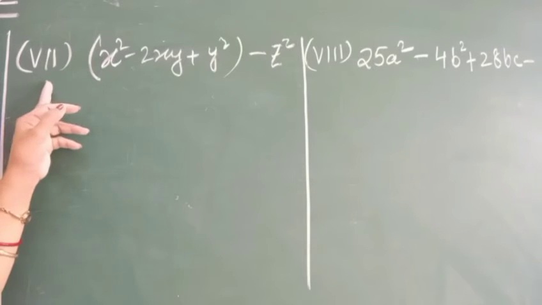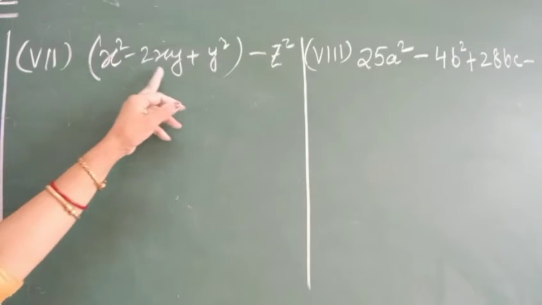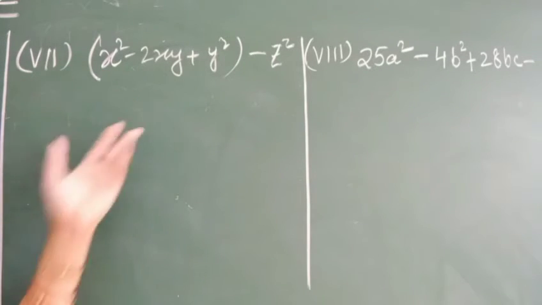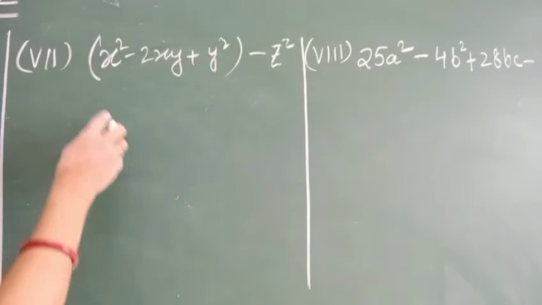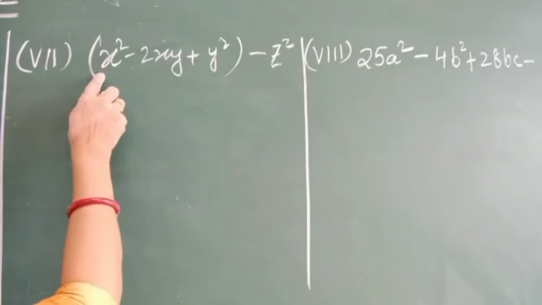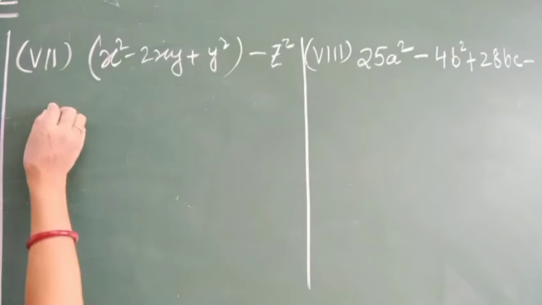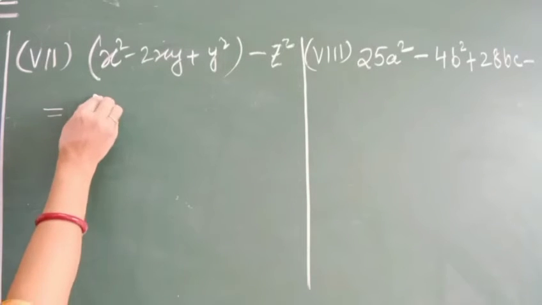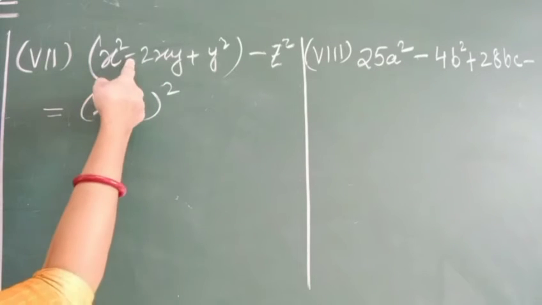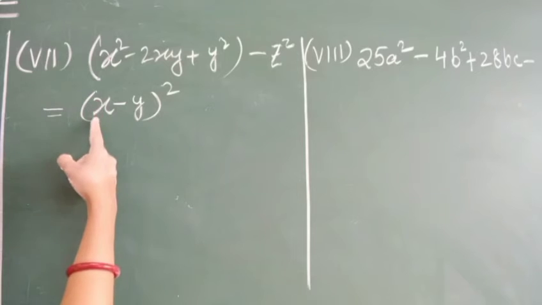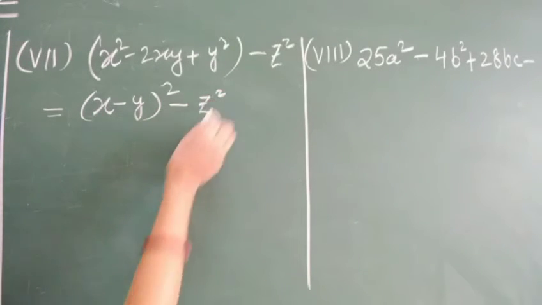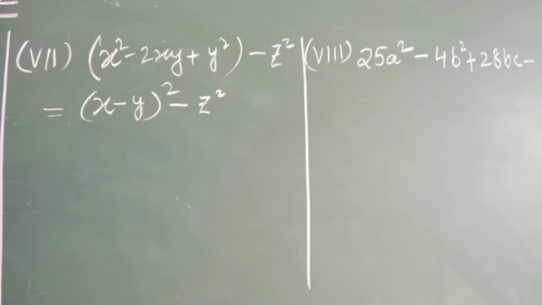Question number 7. x square minus 2xy plus y square minus z square. You need to factorize this one. But by seeing this portion, can you remember any identity? a square minus 2ab plus b square. Yes. So you can write x minus y whole square, because in front of 2ab it is a minus sign, so it must be a minus b whole square. And then the last one is z square.